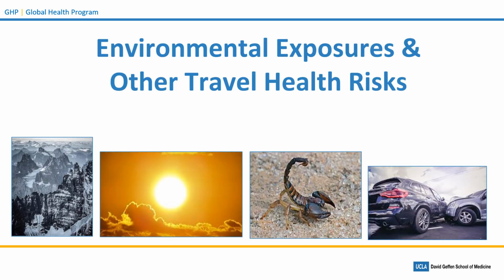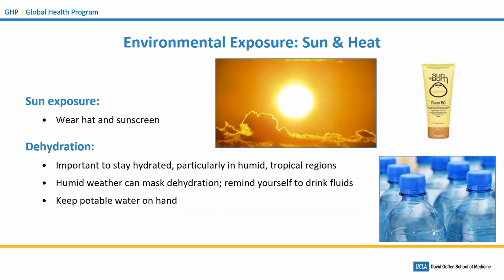So now we're going to turn to environmental exposures and other travel health. So, sun and heat. I think you all are quite aware, living in Southern California, that you should wear a hat and sunscreen to mitigate the risks of sun exposure. Dehydration can creep up on you, so it's very important to stay hydrated, particularly in humid tropical regions. Humid weather can actually mask dehydration, so please just drink fluids and keep potable water on hand always.